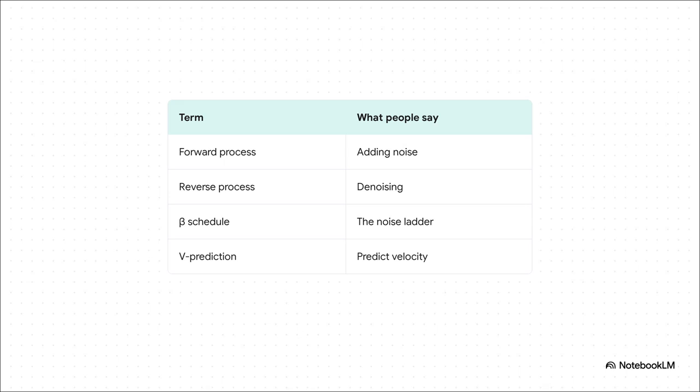All right, let's translate some of that intimidating academic jargon you might hear into plain English. When researchers say adding noise, they just mean that forward process we just talked about. Denoising is the reverse process. When they talk about the noise ladder or the beta schedule, they're simply talking about exactly how much noise is added at each of those 1,000 steps. Knowing these translations makes navigating the whole diffusion space infinitely easier.